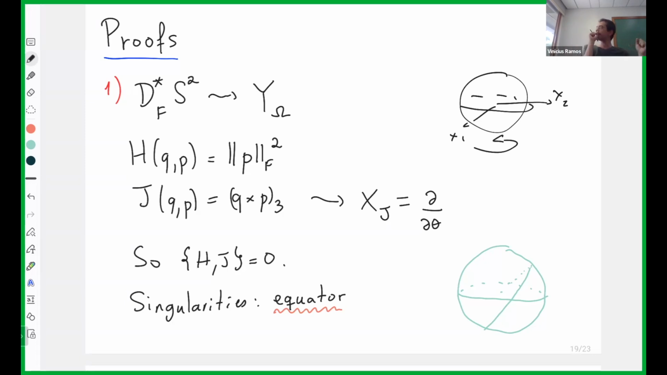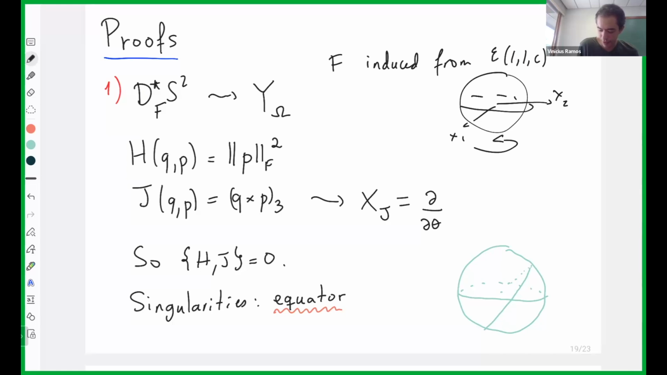For more general Finsler metrics, I think that this is a little bit subtle. So maybe let me just say, I'm not doing this for Finsler metrics in general. I'm just proving this when the Finsler metric is induced from the diffeomorphism that takes E11C to S2. So you can take the Euclidean metric on the ellipsoid of revolution, and that will give you a Finsler metric on S2. And then for that thing, this works.